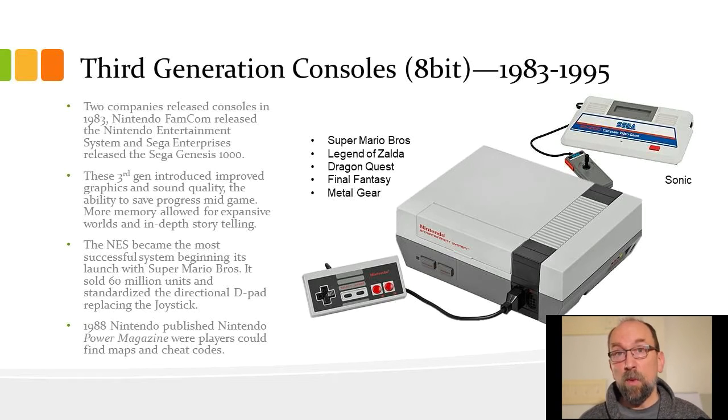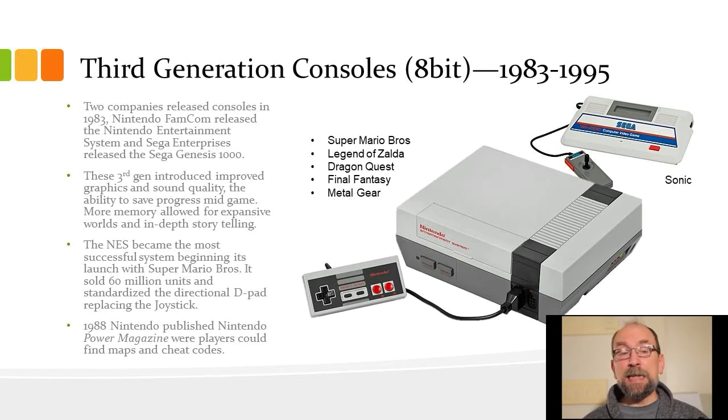But what Nintendo did was it gave us the gamepad, or the D-pad, the directional pad, instead of the joystick. Sonic the Hedgehog was the big selling point for Sega, and that really held its ground for a long time, but Nintendo was really the big winner here with great franchises that it was developing with Super Mario Bros., which was extremely popular, Legends of Zelda, Dragon Quest, Final Fantasy, and Metal Gear.